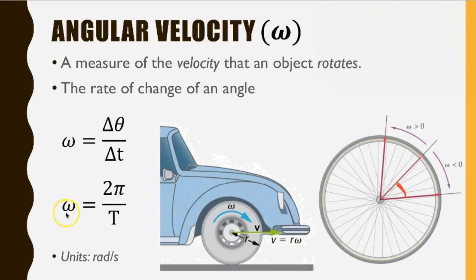We can also describe omega with a simpler definition: 2 pi divided by the period. If you remember from a couple chapters ago, the period is the time it takes for one complete revolution or one complete rotation. Since 2 pi is the angular displacement after one complete revolution, 2 pi divided by the period makes sense to be the angular velocity. The symbol we use for angular velocity is omega. It looks sort of like a W. It's the Greek letter omega. And the units we're going to use are radians per second.